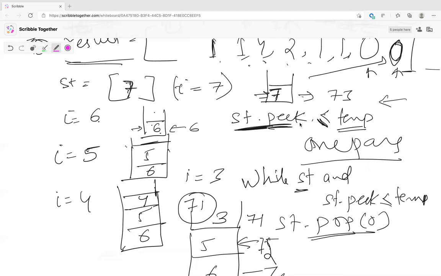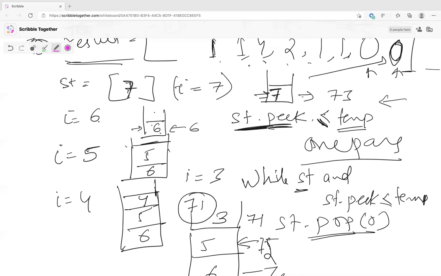So this is the Python, and this is the Java. You guys can see, basically they go from the end. While the stack is not greater than or equal to the top of stack minus 1, stack.pop, and if the stack is non-empty, then you get the answer.